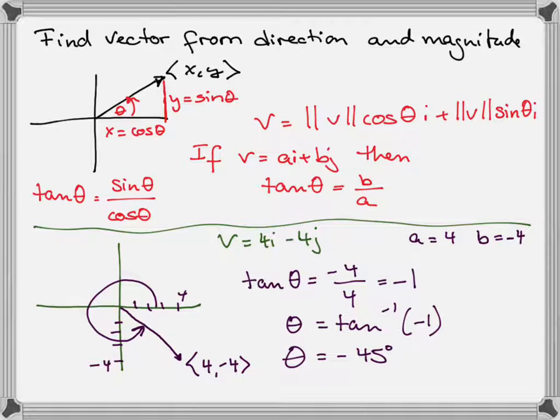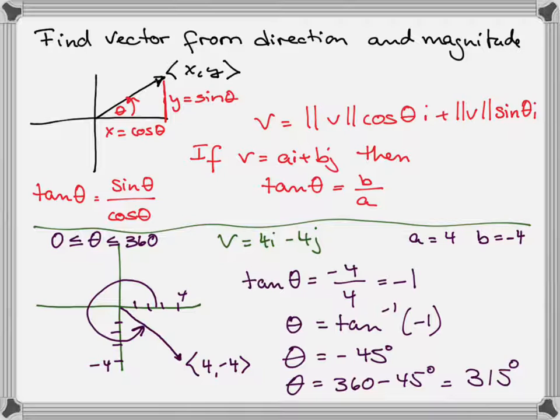However, we're looking at the angle where theta is greater than or equal to 0 and less than or equal to 360. What you have to do is to find the angle in quadrant 4. It is 360 minus 45 degrees, so the angle is 315 degrees here for theta.